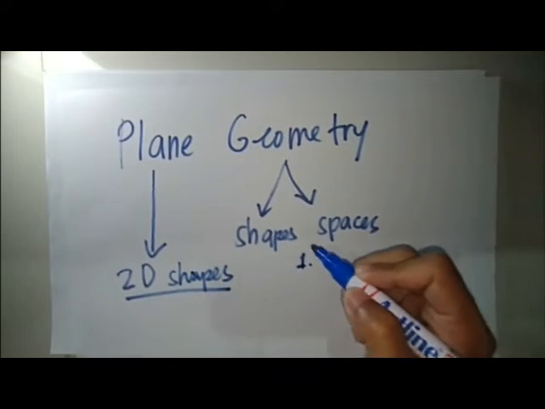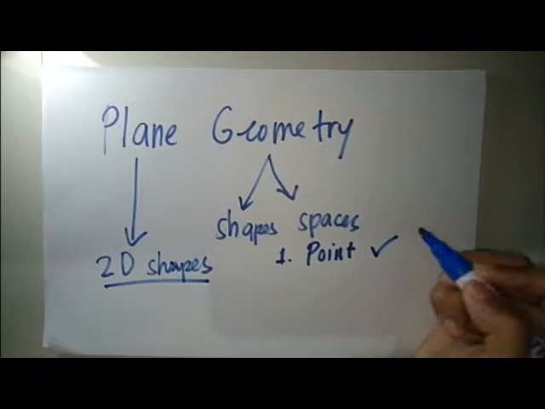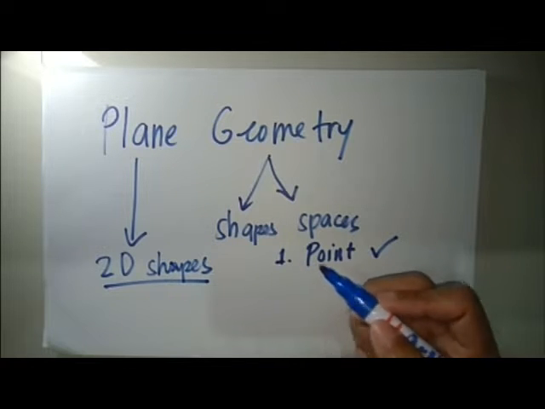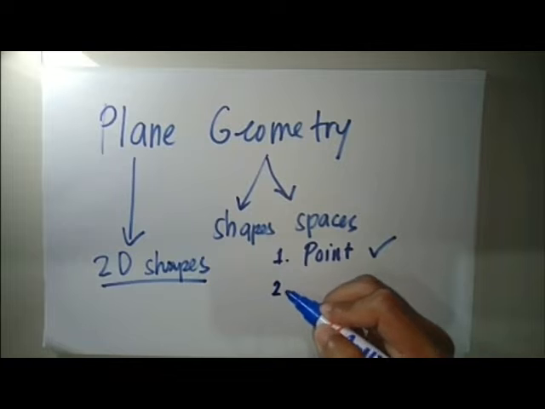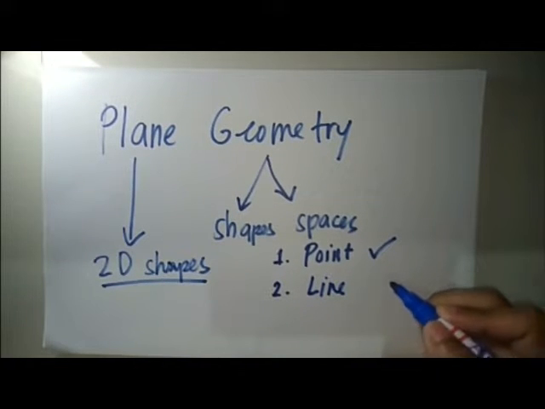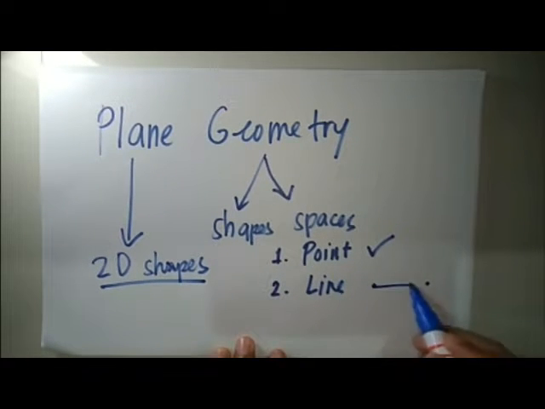The first is the point. A point has no other properties other than its location and place. The second is the line. When you have two points and you connect them, the shortest distance between those points is called the line.